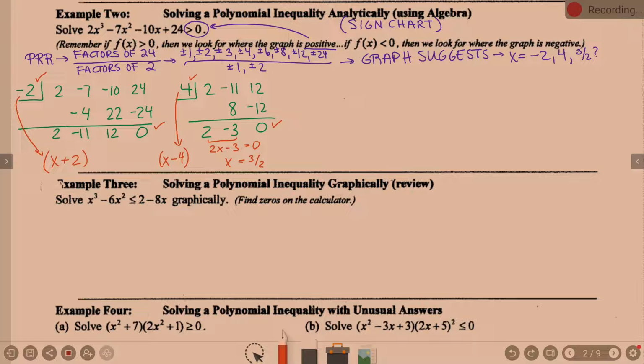So what is our other factor then? It's the 2x minus 3. You don't want to say x minus 3/2. I guess you could, but we traditionally don't say x minus 3/2. We say the 2x minus 3.